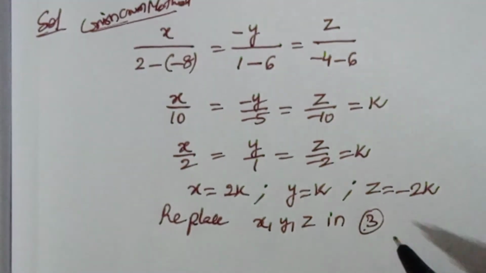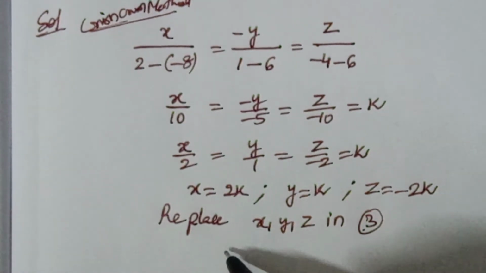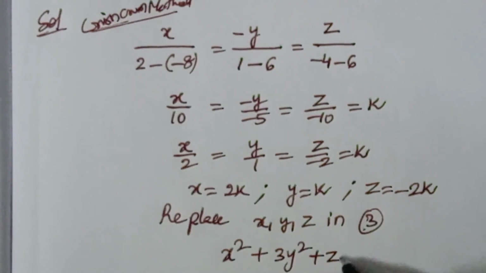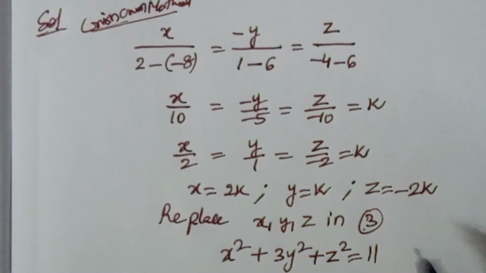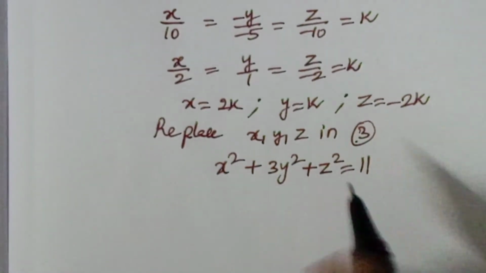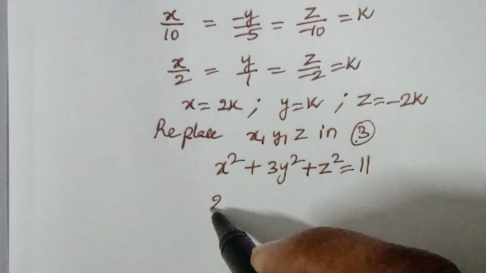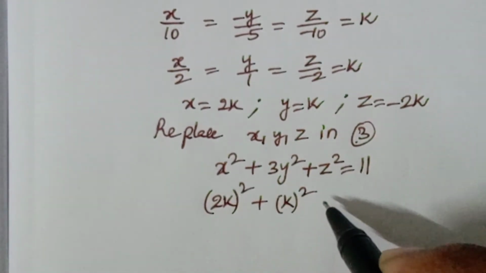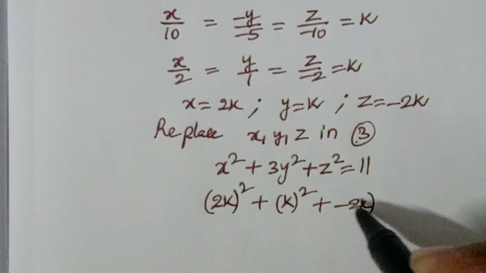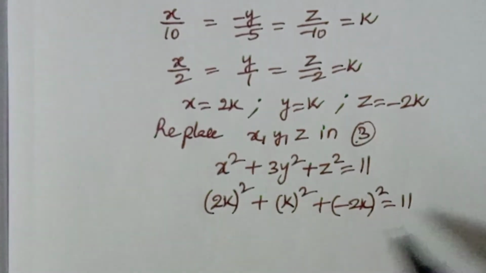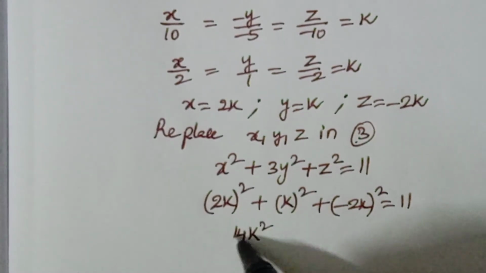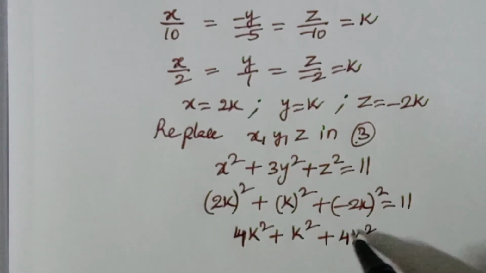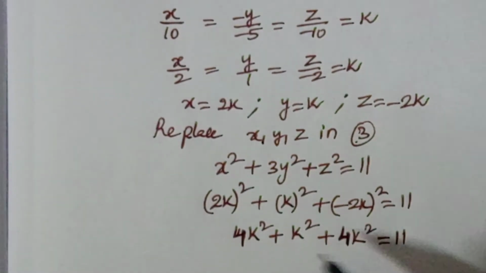In the third equation we are replacing x, y, z. What is the third equation? x² + 3y² + z² = 11. So you are replacing the values of x, y, z in this. Here (2k)² + 3k² + (-2k)² is equal to 11. 4k² + 3k² + 4k² is equal to 11.